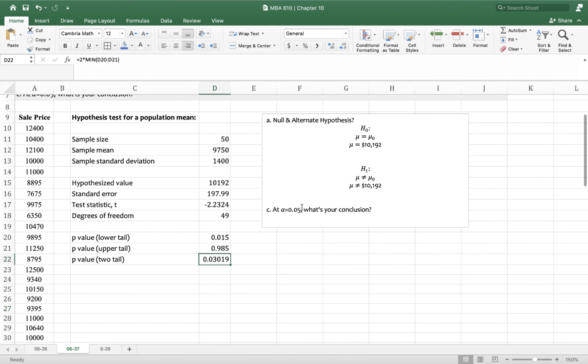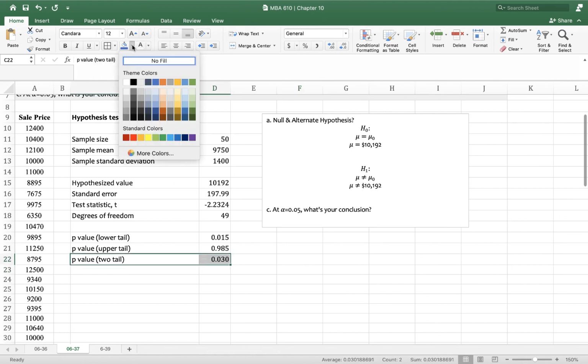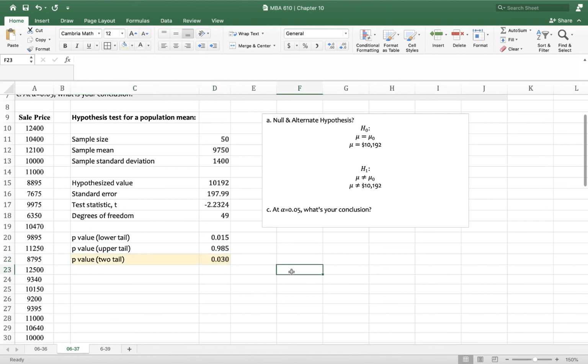So we have 0.03019. This two-tailed p-value is the p-value that we're looking for in this question. So our p-value is 0.030. That answers question part B.